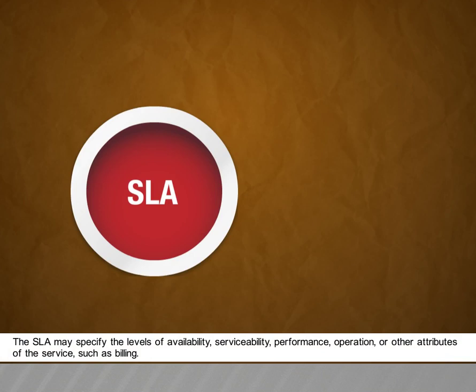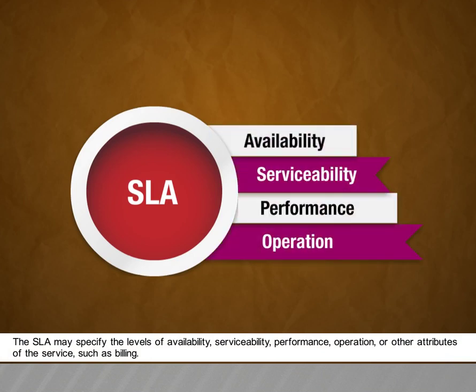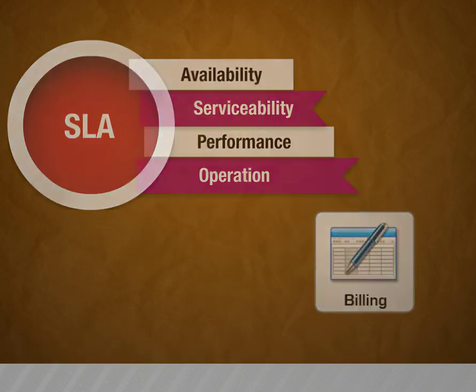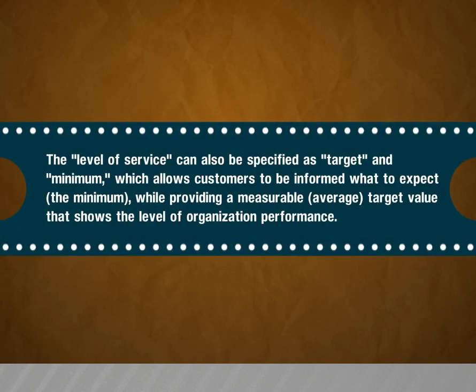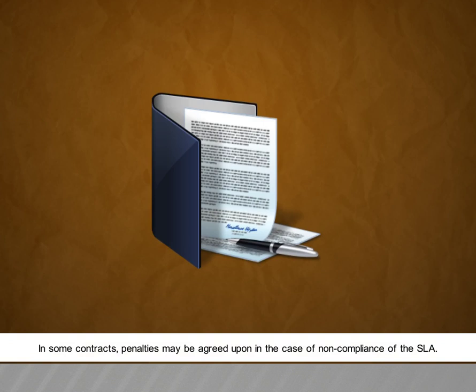The SLA may specify the levels of availability, serviceability, performance, operation, or other attributes of the service such as billing. The level of service can also be specified as target and minimum, which allows customers to be informed what to expect as the minimum, while providing a measurable average target value that shows the level of organization performance. In some contracts, penalties may be agreed upon in the case of non-compliance of the SLA.